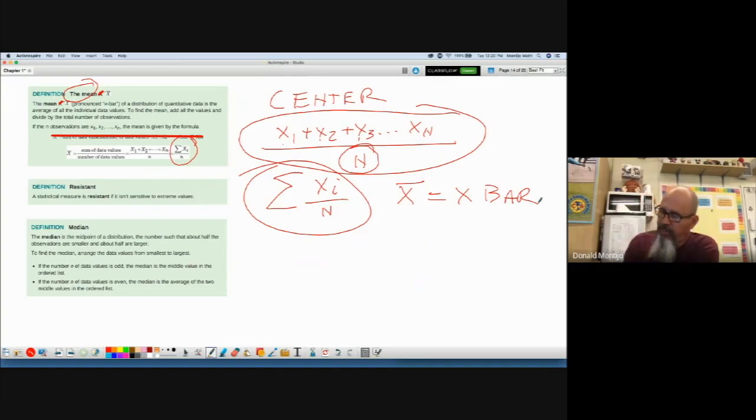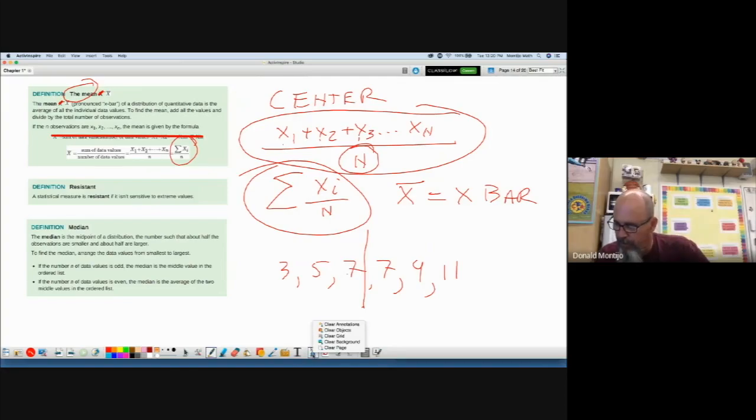Another way to talk about the center is the median. The median is simply list all the numbers in order and find the one in the middle. So let's say I had 3, 5, 7, 7, 9, and 11. Where is the median? Well, the middle, oh, it's right there. It's halfway between 7 and 7, which is 7. So the median is: put the numbers in order and find the middle number.